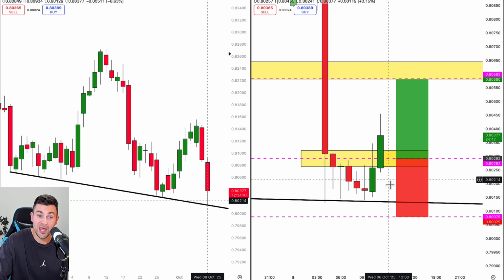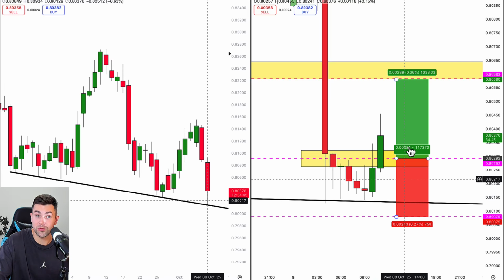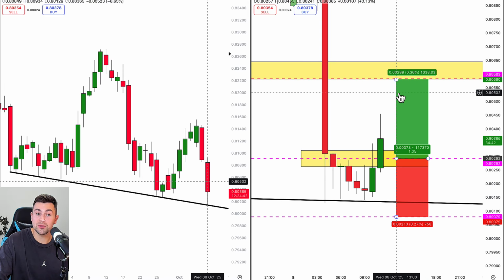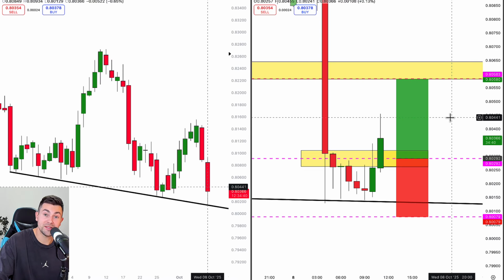On a retest of that, we will set our stop loss below a trend line, and we will aim at the closest strong intraday resistance. That is how we treat trend lines with multiple time frame analysis.